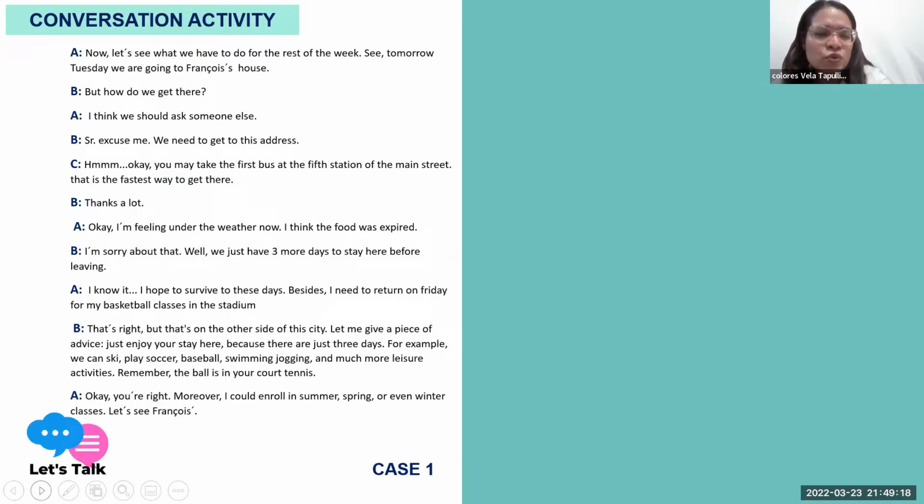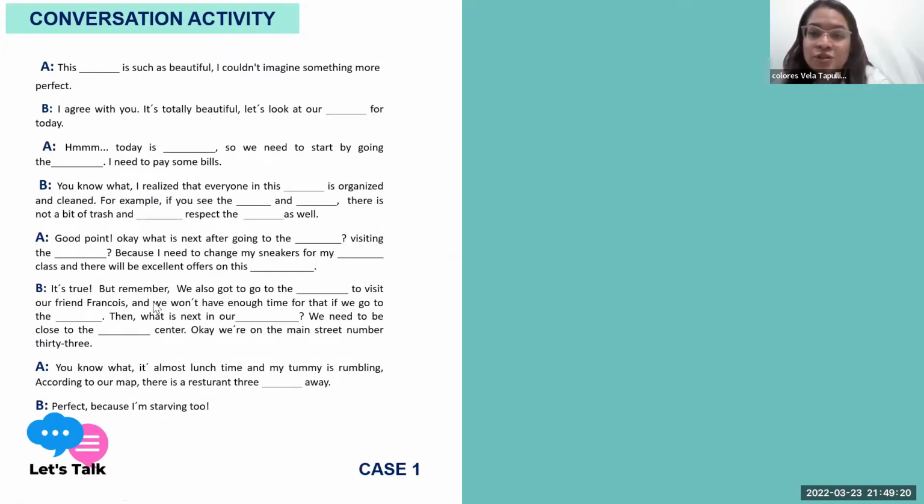Okay. What is going to happen in the next part? You know, because you did this exercise previously. Okay, so you have the same conversation, and what you need to do? Exactly, very good. You need to complete the blank spaces with the vocabulary given in Unit 9. Okay, so listen as much as possible.